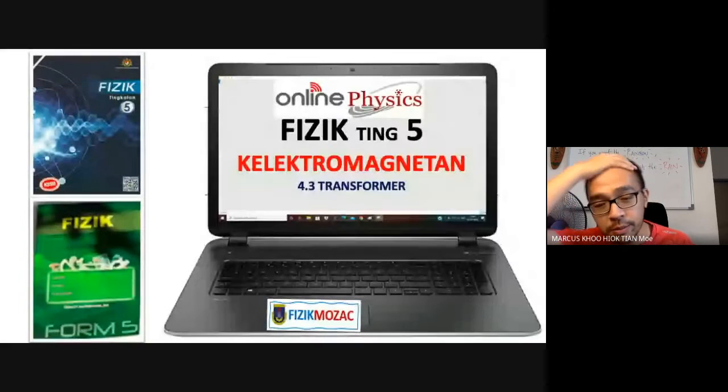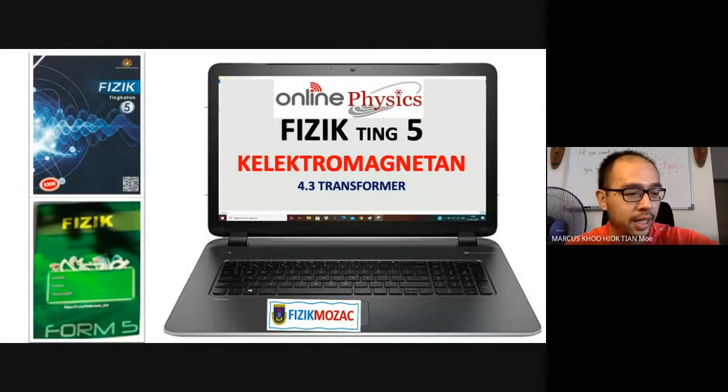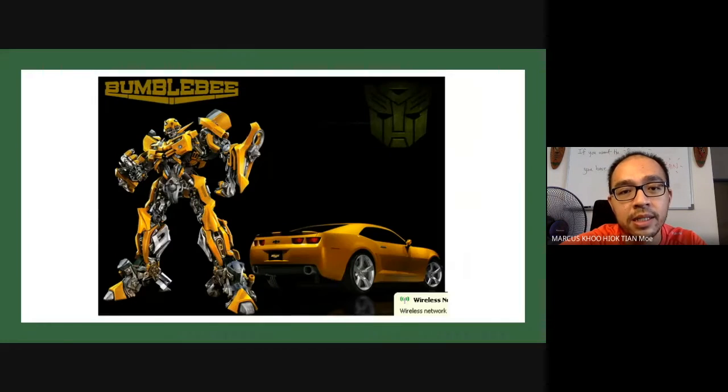So today we're going to be moving on into the next subtopic, which is transformer. Whenever we come to this subtopic, sure akan ada orang yang salah konsep lah. Okay, and the biggest salah concept is apa yang dia orang tengok sejak dari kecil lagi lah. Okay, which is this, and they think that this is the transformer.